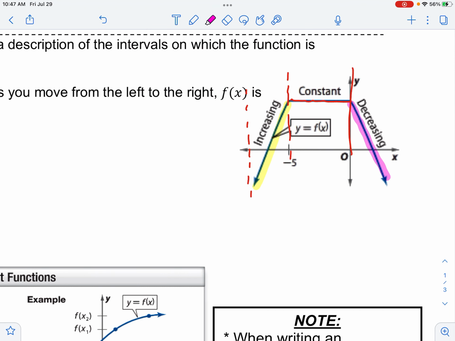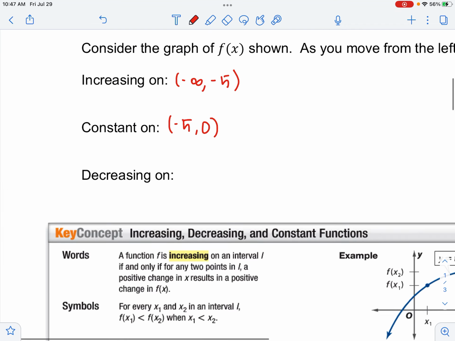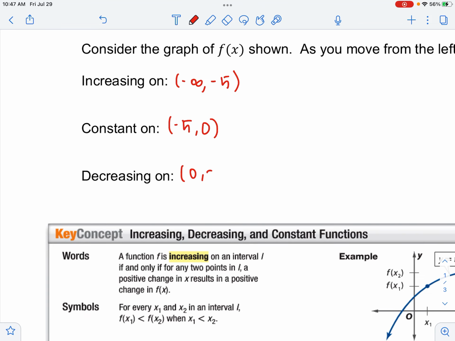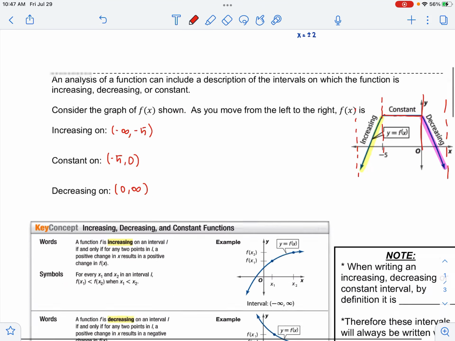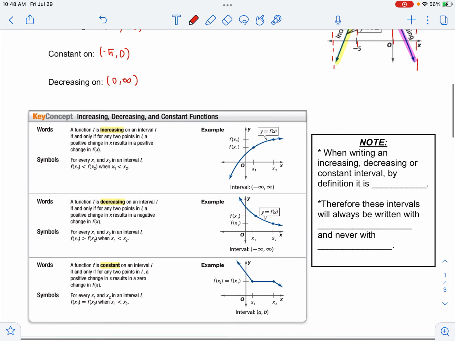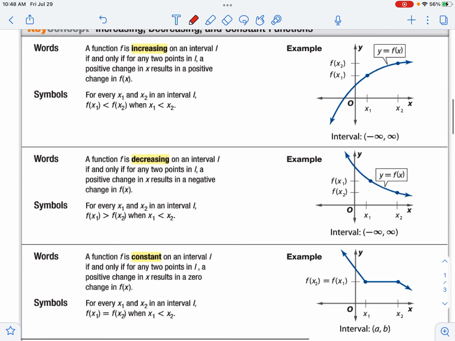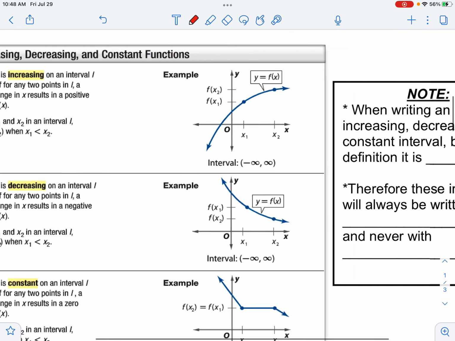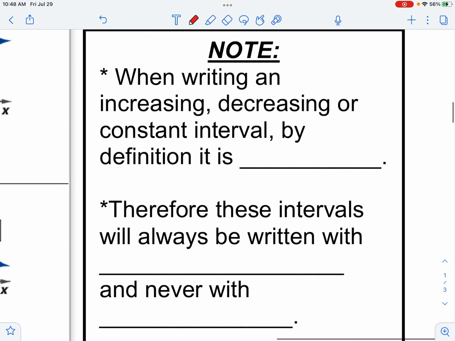Last, it's decreasing, which is downhill right here. So we're going to look left to right. It starts decreasing at 0, and it never stops decreasing. It goes on forever and ever. So 0 to infinity. All right, so pretty easy. So it all explains right here what increasing, decreasing, and a constant are, but I think it's pretty self-explanatory. Uphill, downhill, flat.